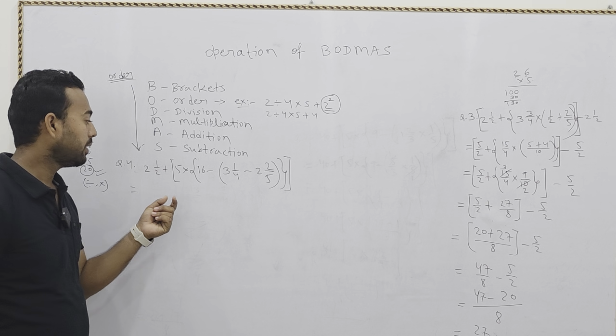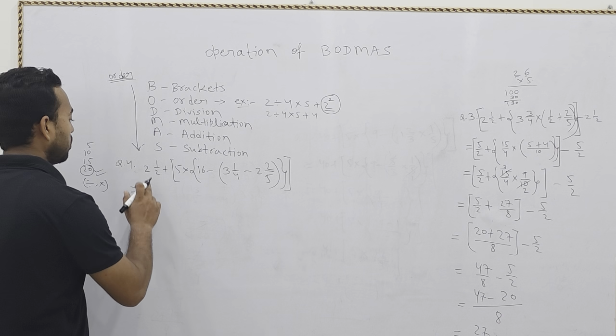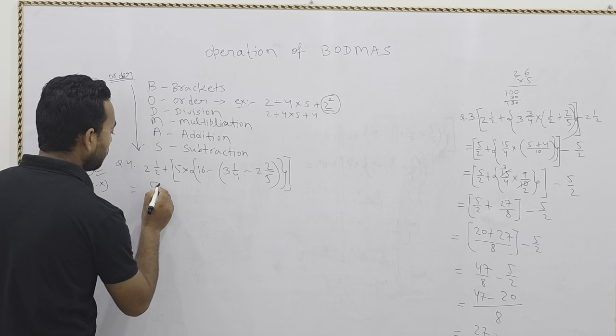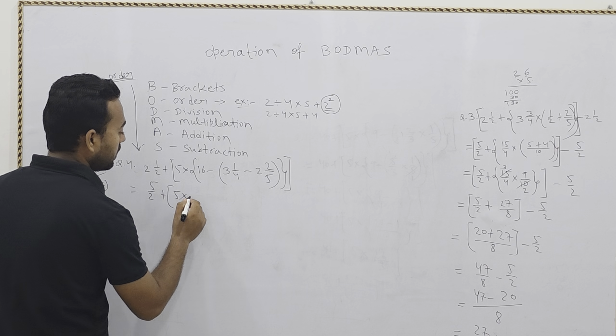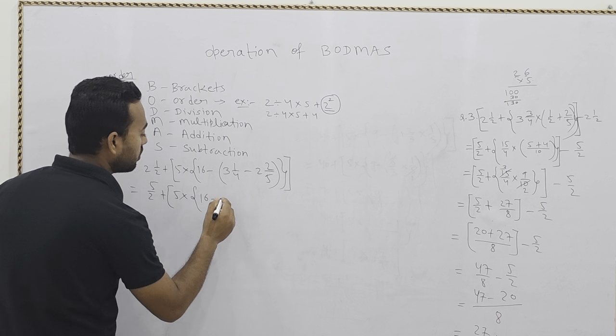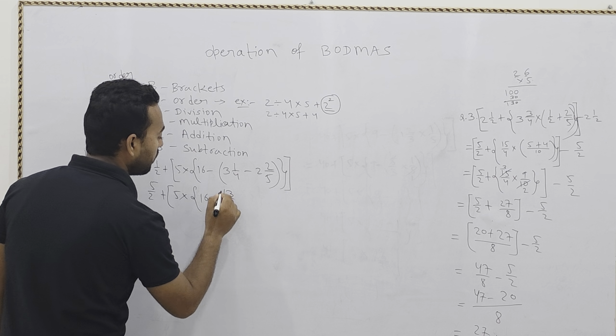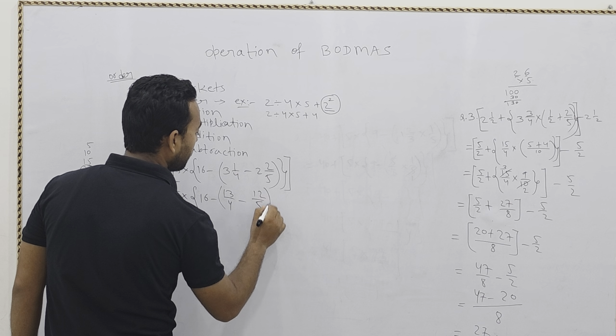So first what we have to do, we have to convert these mixed fractions into fractions. So 2 times 2 is 4, 4 plus 1, 5/2 plus, then curly bracket started, 16 minus 4 times 3 is 12, 12 plus 1, 13, 13/4, then 5 times 2 is 10, 10 plus 2, 12/5.